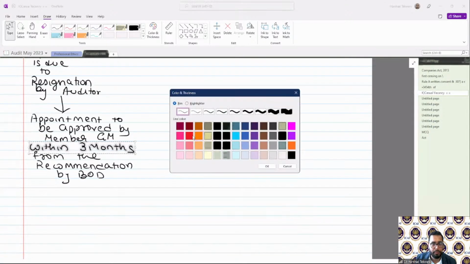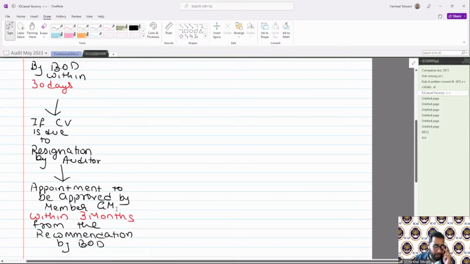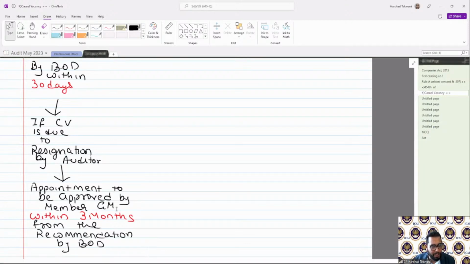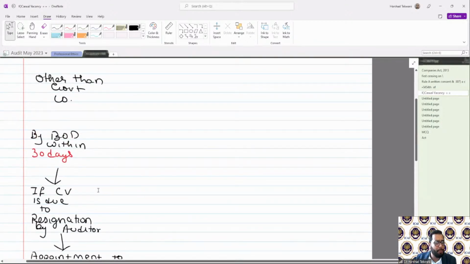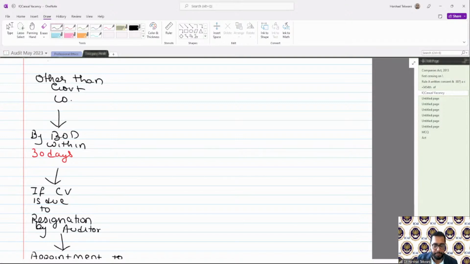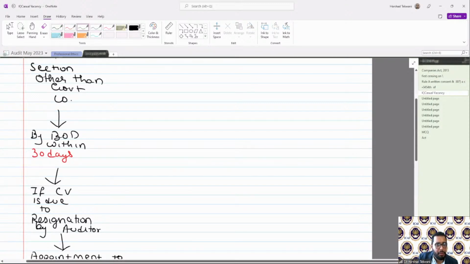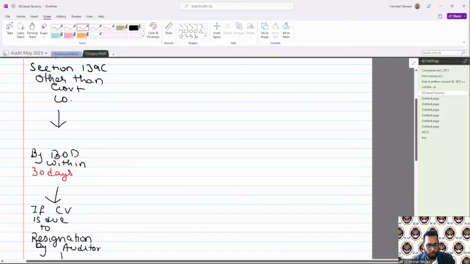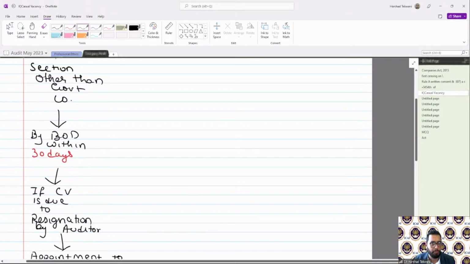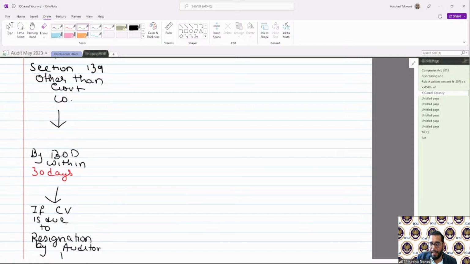Any doubt? So if there is resignation by the auditor, then the appointment is approved by members in general meeting within 3 months from the recommendation of the board. Otherwise, the board will finalize within 30 days of the casual vacancy, in case of other than government company. That is Section 139(8)(i).